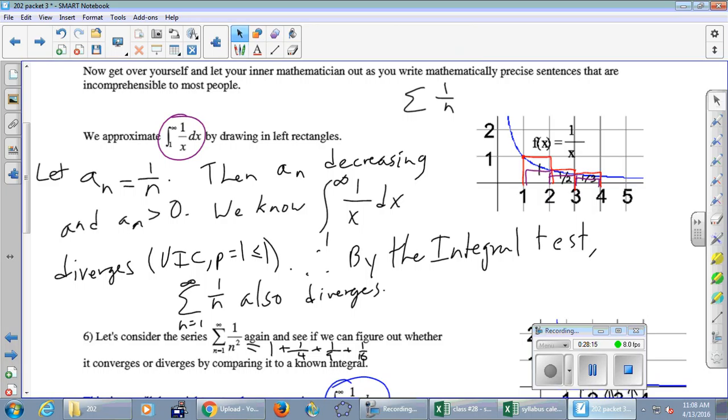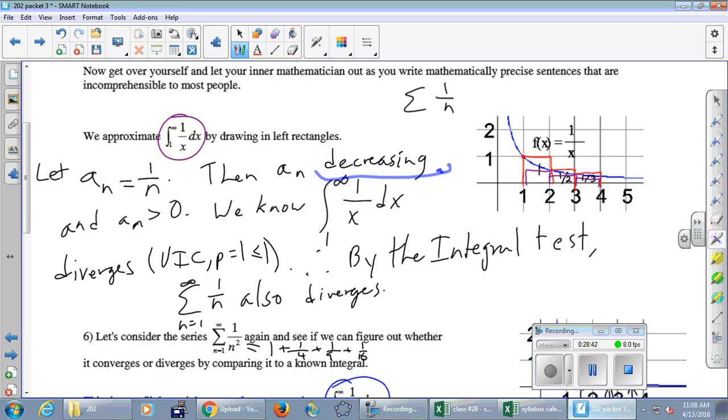There's a lot going on in the writing here. It's fairly dense, but I'm hoping the process will become clear as you do a few more examples. You have to convince me that the series is decreasing and is greater than 0. Sometimes even the decreasing part isn't obvious. 1 over n, sure, it's always decreasing, but you might see some in today's activity where it's not clear to you that this brand new thing is decreasing.